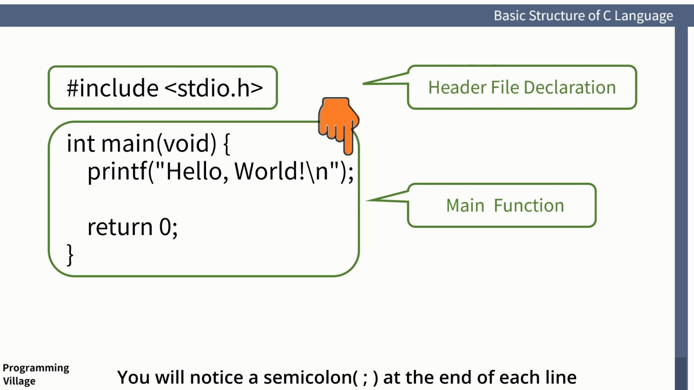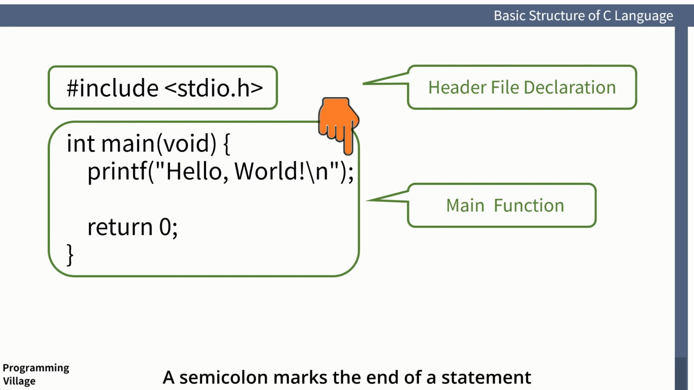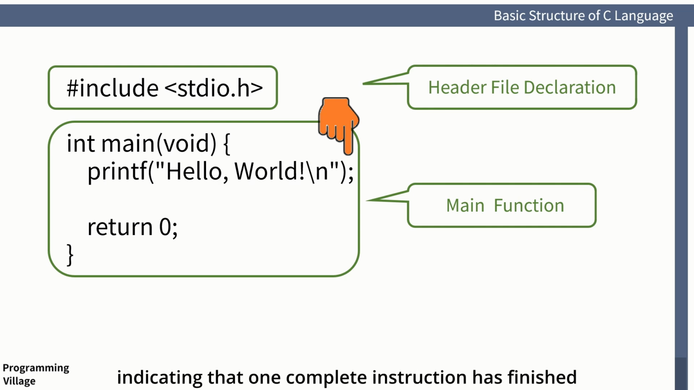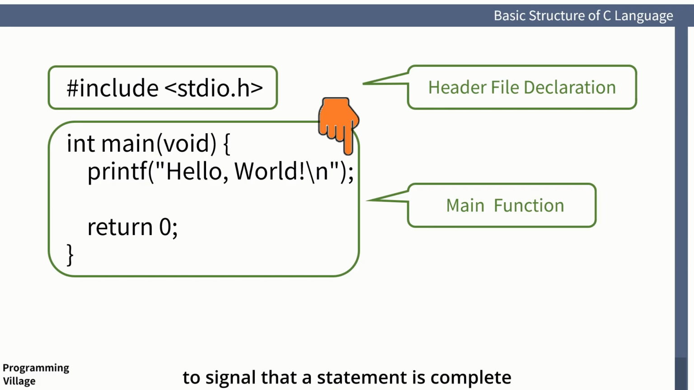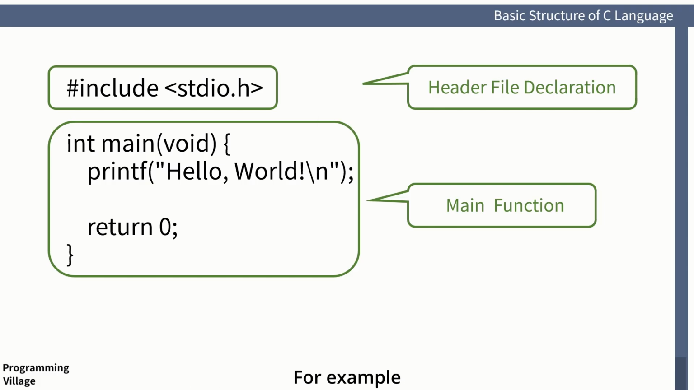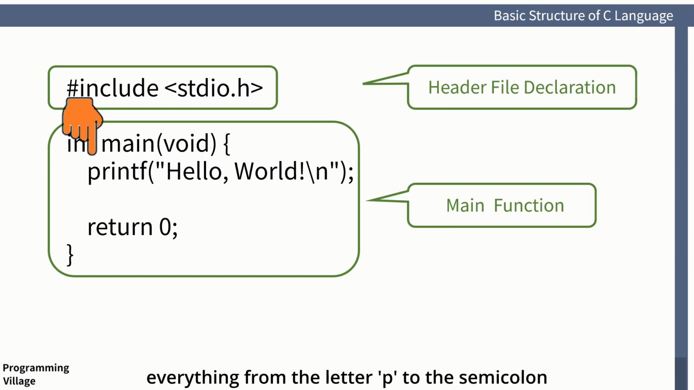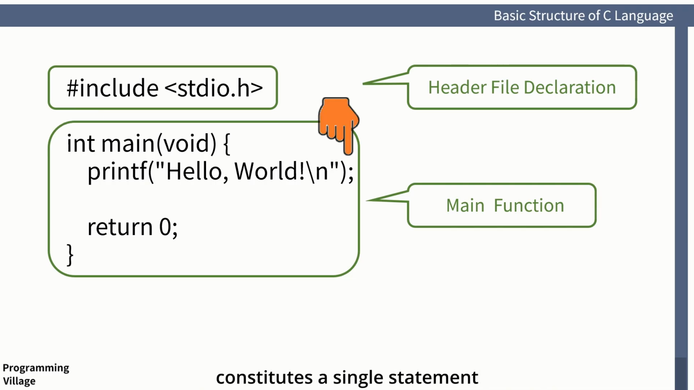You will notice a semicolon at the end of each line. A semicolon marks the end of a statement, indicating that one complete instruction has finished. In C programming, the semicolon acts like a period in a sentence. It is a predefined rule to signal that a statement is complete. For example, everything from the letter P to the semicolon constitutes a single statement. These statements come together to form the content of the function.